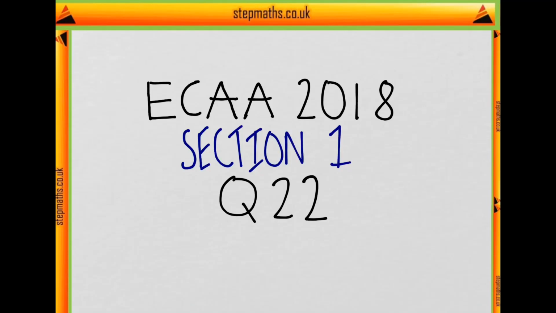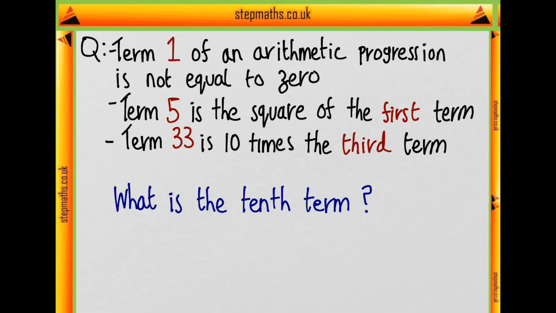This is question 22 from section 1 of the 2018 ECAA paper. So we're given an arithmetic progression and we're told the first term of this progression is non-zero, that the fifth term is equal to the square of the first term, and the 33rd term is 10 times the third term. And from all of this information, we're asked to deduce what's the 10th term of the sequence.